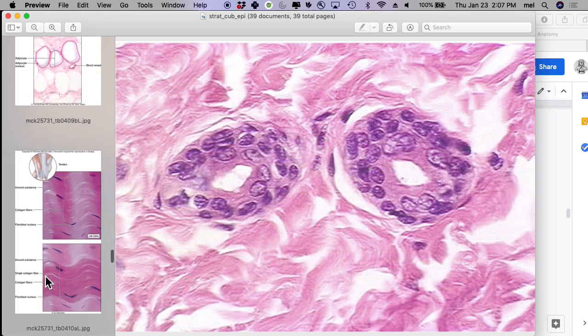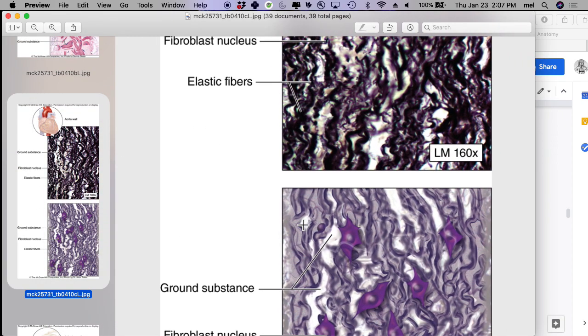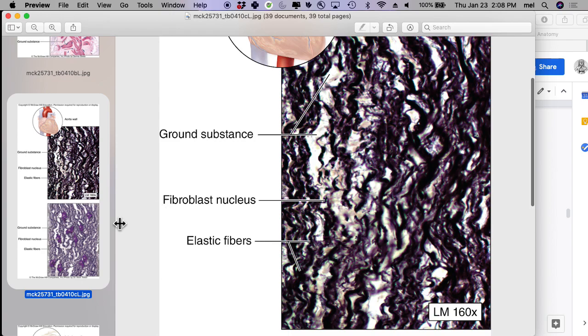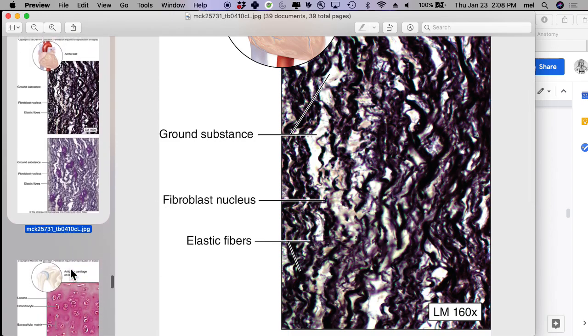So let's do a couple more, see if you can figure out whether this one is loose versus dense. What about this one? That one's dense. Yes, that one's dense. That one's a dense connective tissue. Good. You'll get better at it as we practice a little bit.